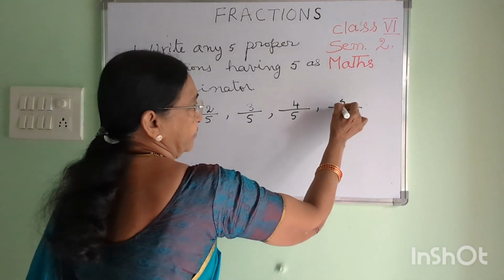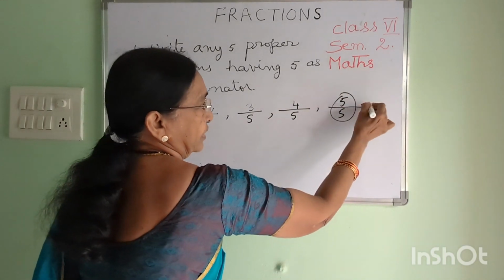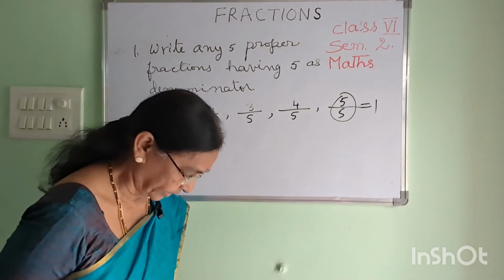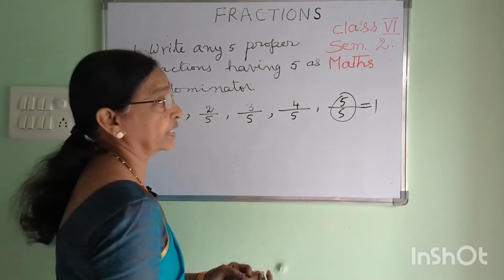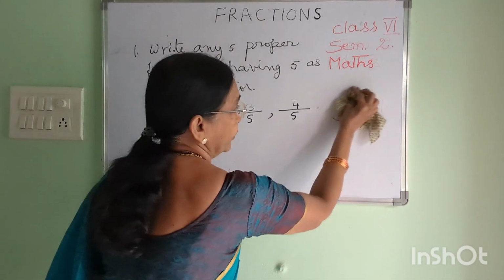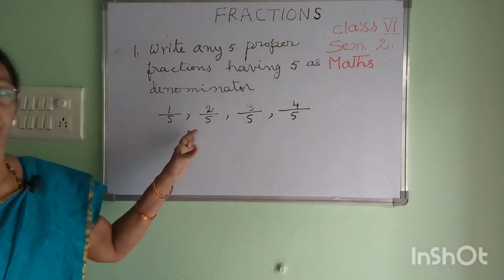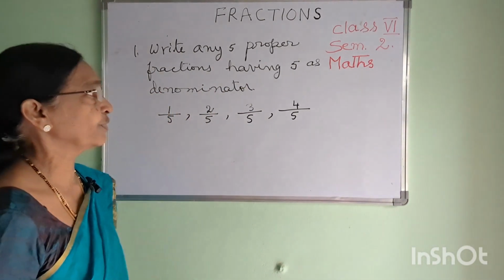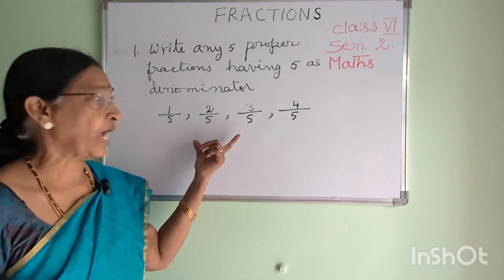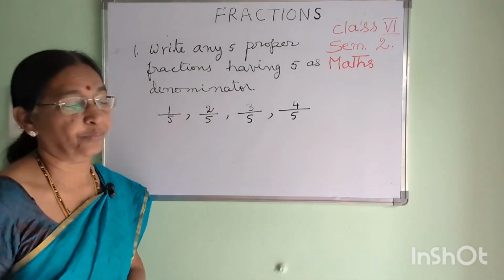If we write here 5/5, it is equal to 1, and that is not a proper fraction, that is a whole number. So we get only 1/5, 2/5, 3/5, 4/5. Only 4 proper fractions having 5 as denominator.